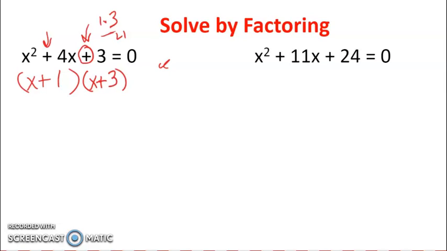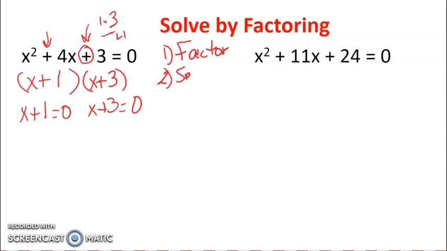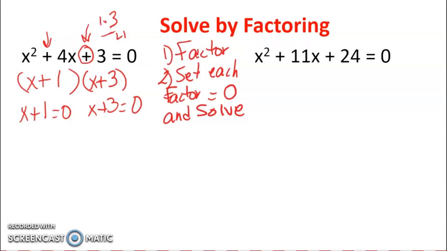Now, this is what we've done so far. Well, now we're going to take it one step further. We're going to set each factor equal to 0 and solve. So, to solve by factoring, we're first going to go through the process of factoring it, and then we're going to set each factor equal to 0 and solve. Okay? So those are our steps for solving by factoring.